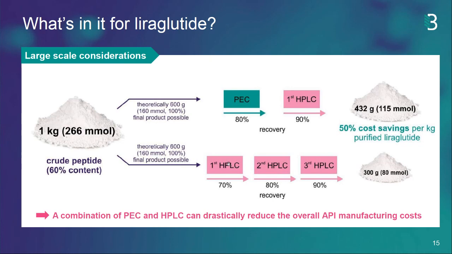On the other side, when we do the HPLC purification, we assume that for a heavily overloaded run, we could recover 70% of liraglutide or product in the first run, in the second run 80%, and then also 90% in the last step. This would mean that you would end up with 300 gram of final material. And when you want to obtain 1 kilogram, it means that you could potentially save 50% of the cost when you combine PEC with HPLC. So you could really drastically reduce the overall API manufacturing costs.